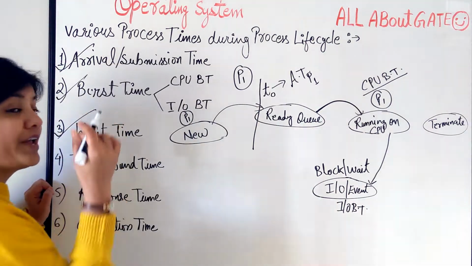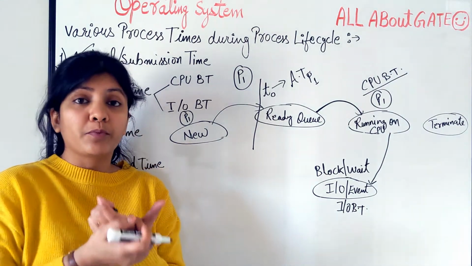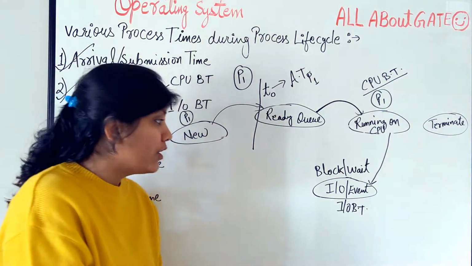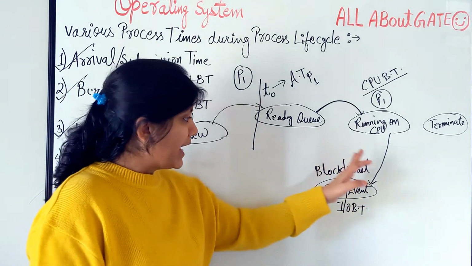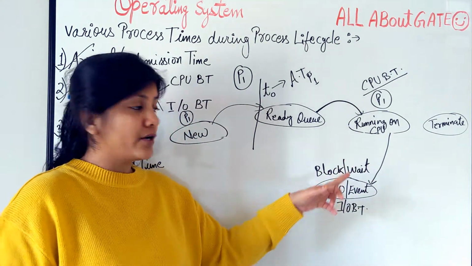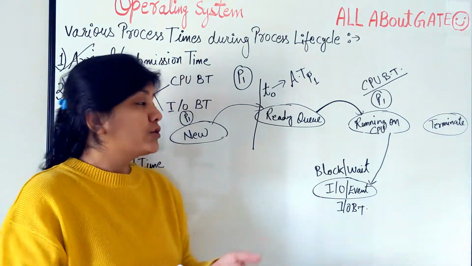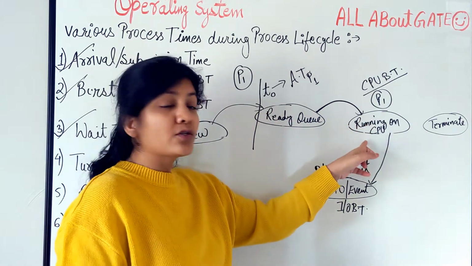The next time is wait time. It is the total amount of time your process is waiting, either in the ready queue or in the input output queue. Either you are waiting for some event to occur, or you are waiting for access to the input output device, or you are sitting in the ready queue to get a chance on the CPU.